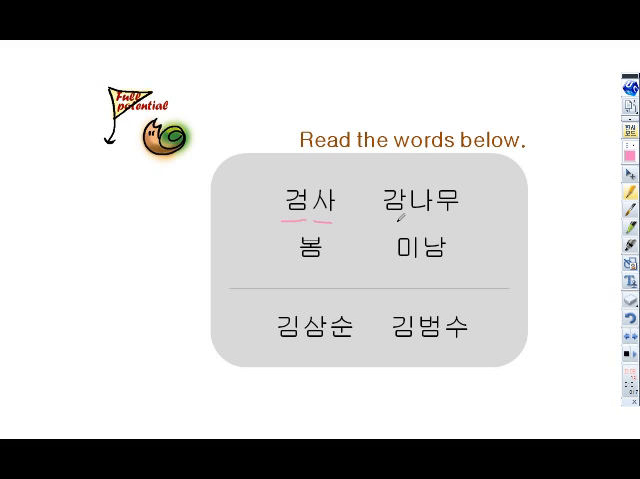검사, 감나무, 봄, 미남, 김삼순, 김범수. I'll read them a little bit faster. 검사, 감나무, 봄, 미남, 김삼순, 김범수. Now you've got the general idea. Then, now let's practice with other consonants.